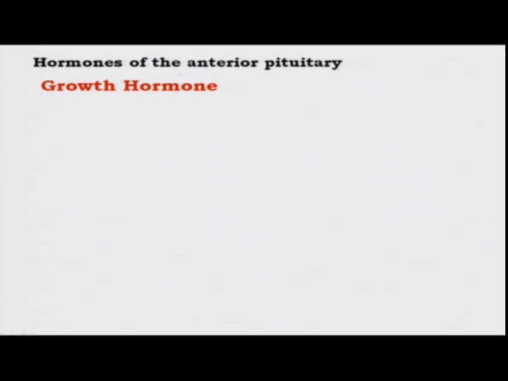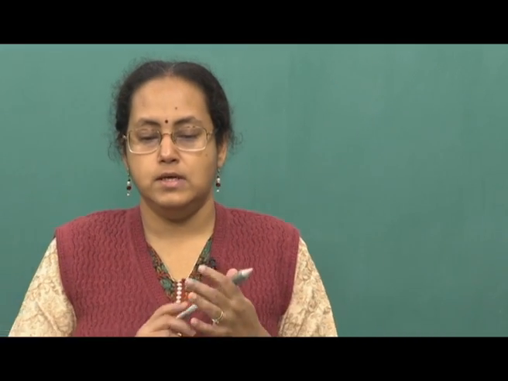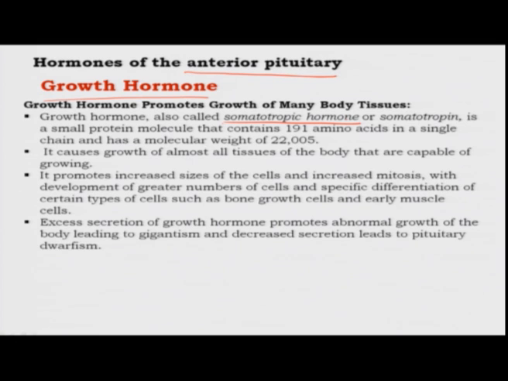So, first we will talk about the hormones of the anterior pituitary, and the first among these is known as growth hormone. As the name itself suggests, growth hormone is promoting the growth of many body tissues. So, growth hormone is also called somatotropic hormone. Soma means cell. So, somatotropic means something that causes the growth of cells, or somatotropin. It is a small protein molecule, contains only 191 amino acids all in a single chain, and has a molecular weight of about 22,000 Daltons.